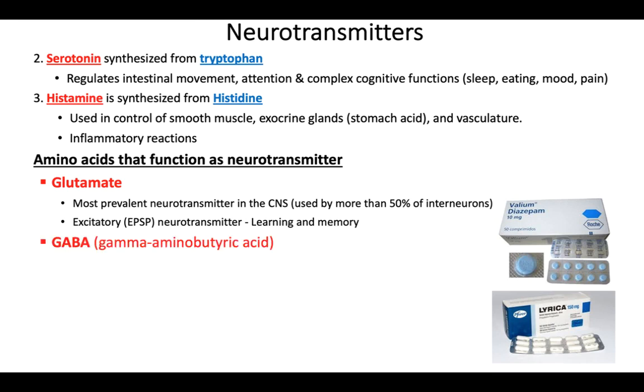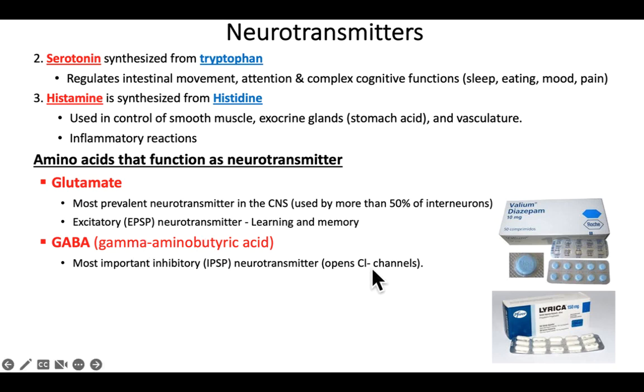GABA is an inhibitory neurotransmitter. What it does is it causes chloride to enter neurons, and when chloride enters neurons, it inhibits them. GABA is used to prevent overexcitement of neurons, so it keeps many of the neurons in check, if you will.